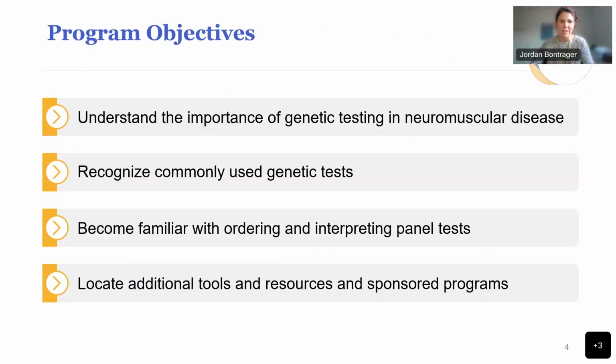So our program objectives are to first dive into the importance of genetic testing in neuromuscular disease, recognize commonly used genetic tests and genetic test methodologies, become as familiar as possible with ordering and interpreting panel tests, and then find some additional tools, resources, sponsored programs, etc., that might help you in your day-to-day practice.